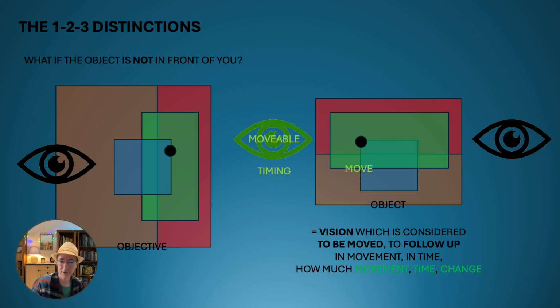When the object is not directly in front of you, as in the example here, what do we have to do? I give the eye a different color. We need our two eyes. We have to move our eyes. We have to move towards the object.